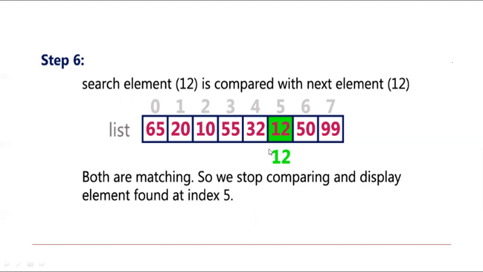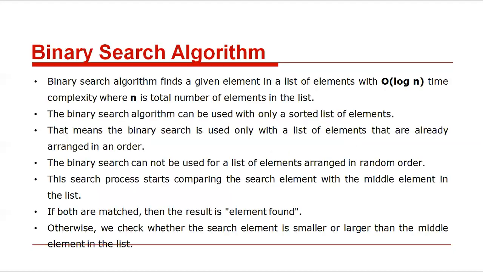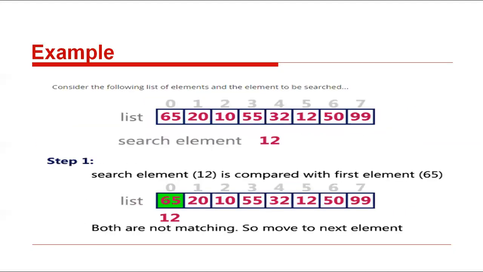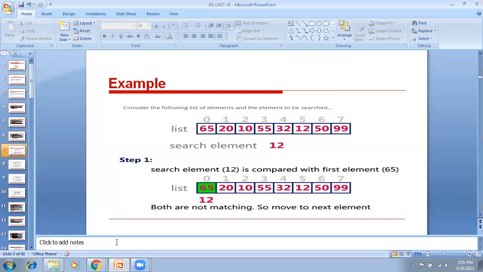Our search element is 12. Both are equal. Yes, stop comparing and display the result message. Search is found at location equal to 5. Clear? Search is found at location equal to 5. Clear all of you? This is an example of linear search.